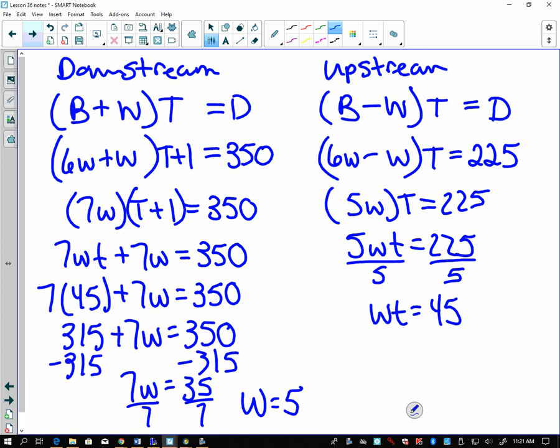Okay. So that means that the speed of the current of the water is 5 miles per hour. But what do I need to do in order to find the speed of the boat? Plug it in to basically this or this, right? 6 times the speed of the water is the speed of the boat. So the boat is going how fast? Oh, it's 30. The boat is going 6 times the speed of the water. So 6 times 5 is 30.